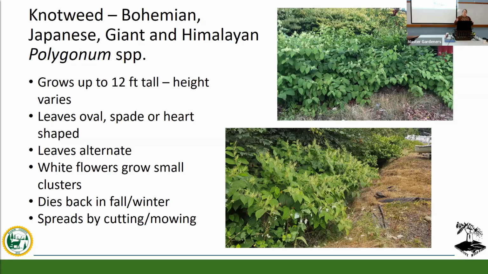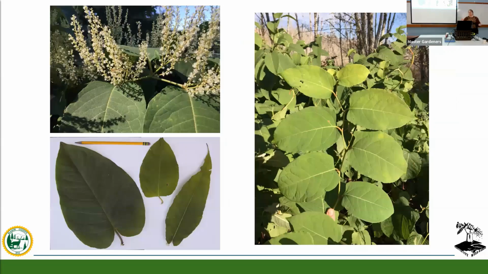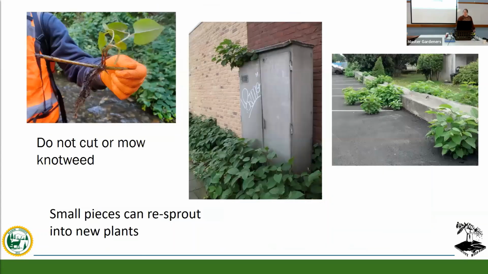Knotweed will spread quickly in riparian areas. It will come up early in the spring, and then when it dies back, it leaves behind just woody canes. So you can see the flowers there produced in a cluster, the different leaves of the knotweed. Giant knotweed is the more heart-shaped leaf, Japanese is more spade-shaped, and then the more oblong leaf is Himalayan. And then this is Bohemian, which is a hybrid of the two.